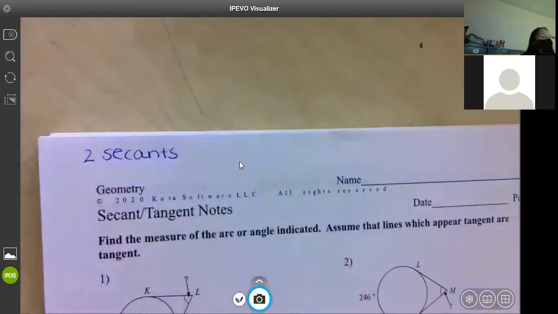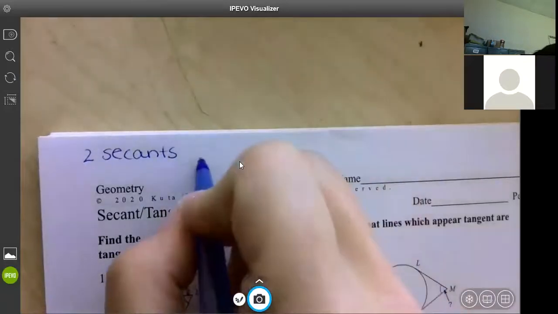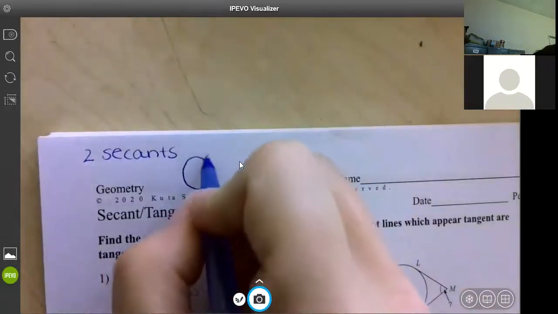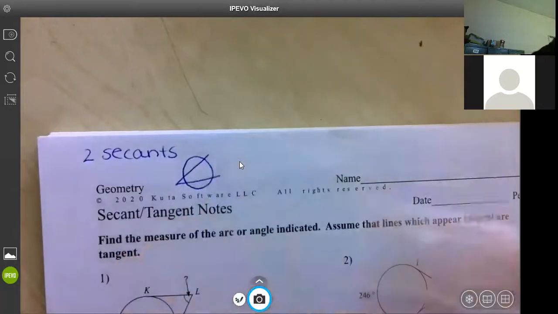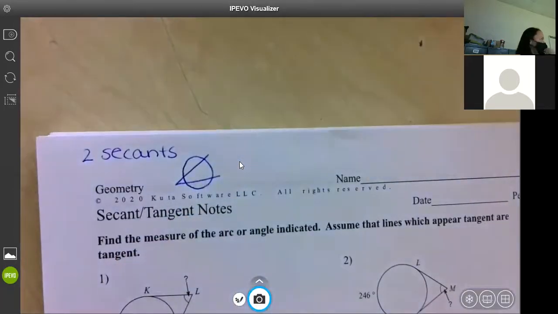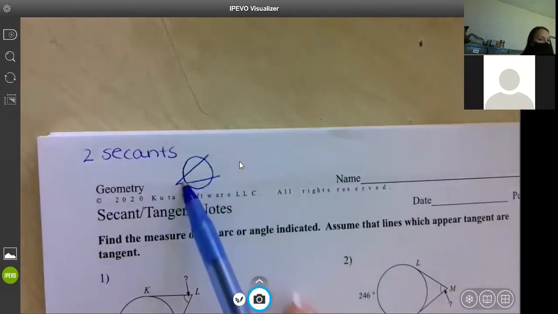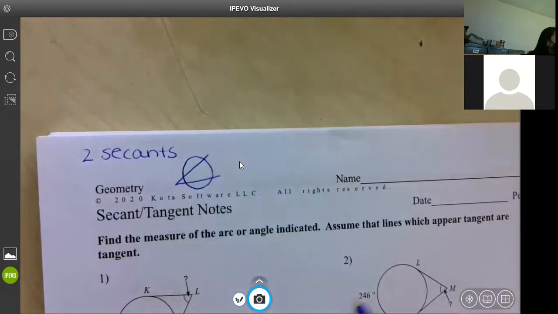And so what a secant line is, remember tangent touches the outside of the circle. Secant is a line that goes through the circle. So it's going to look like this. Your angle is going to be outside of the circle, and it's going to form two arcs. It's going to form a little tiny arc and a big arc.